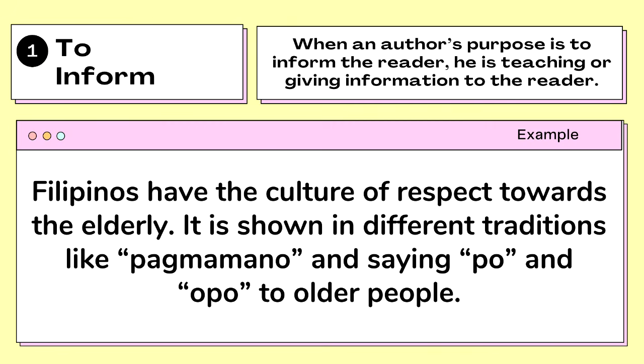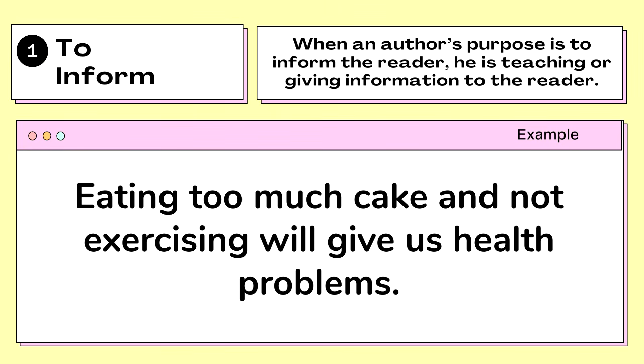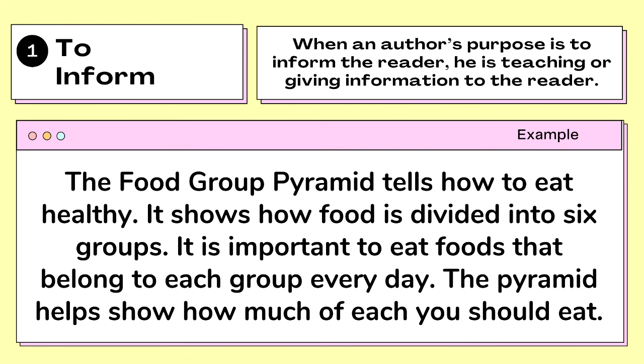Examples: Filipinos have the culture of respect towards the elderly. It is shown in different traditions like pagmamano and saying po and opo to older people. Eating too much cake and not exercising will give us health problems. The food group pyramid tells us how to eat healthy. It shows how food is divided into 6 groups. It is important to eat foods that belong to each group every day. The pyramid helps show how much of each you should eat.